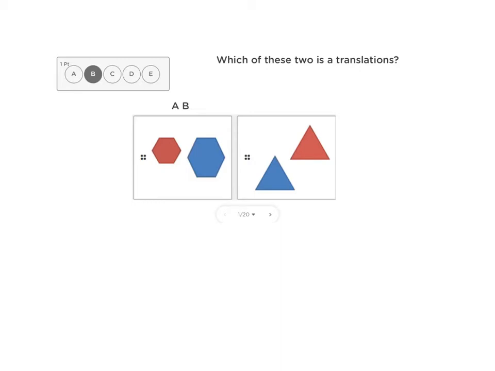The first one says, which of these two is a translation? Now remember that a translation is a slide. And so when you have a translation, the size of the shape has to stay the same. And so this shape just slid over, so the correct answer is B. The translation is B.